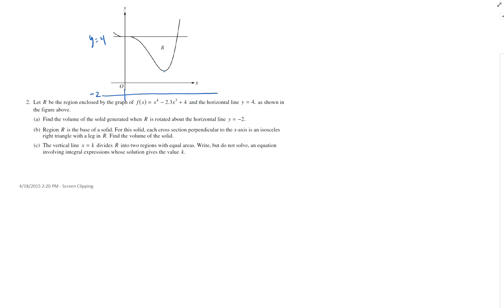So I'm going to take this and revolve it around, and I have to recognize that I've got a washer here. So for part A, my piece of washer is going to be pi times capital R squared minus little r squared, and then my thickness is delta x.